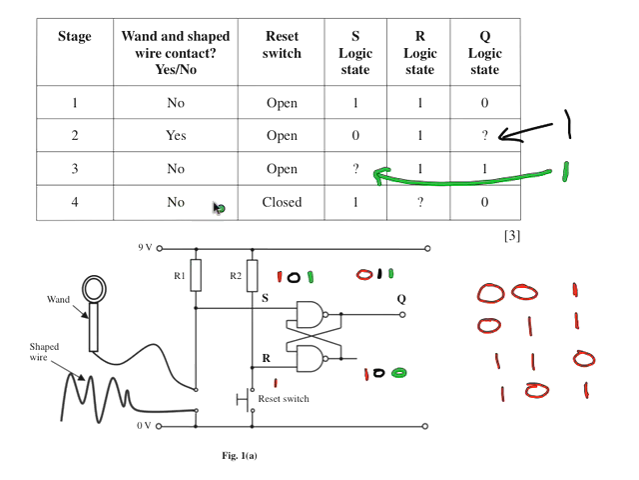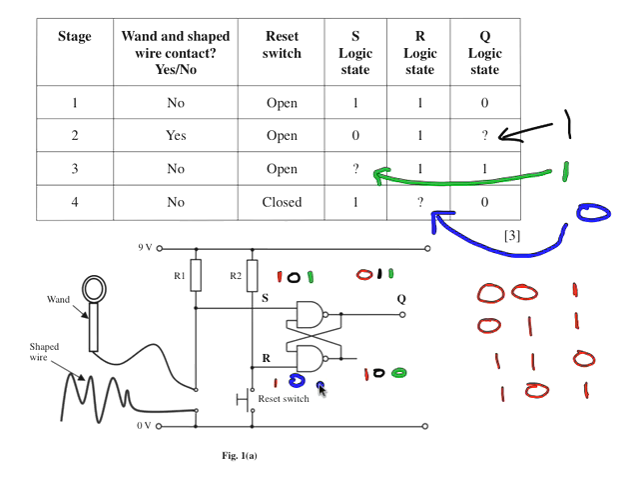So this time it's still not in contact, but the reset switch is closed. So if it's closed, well then simply that must be connected to ground. So that's a 0 in there. Okay. So the answer we're actually looking for in there is a 0.